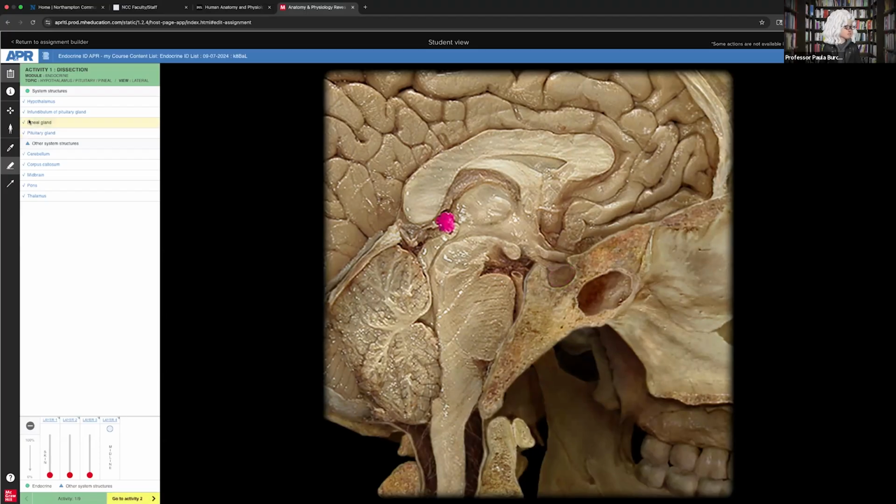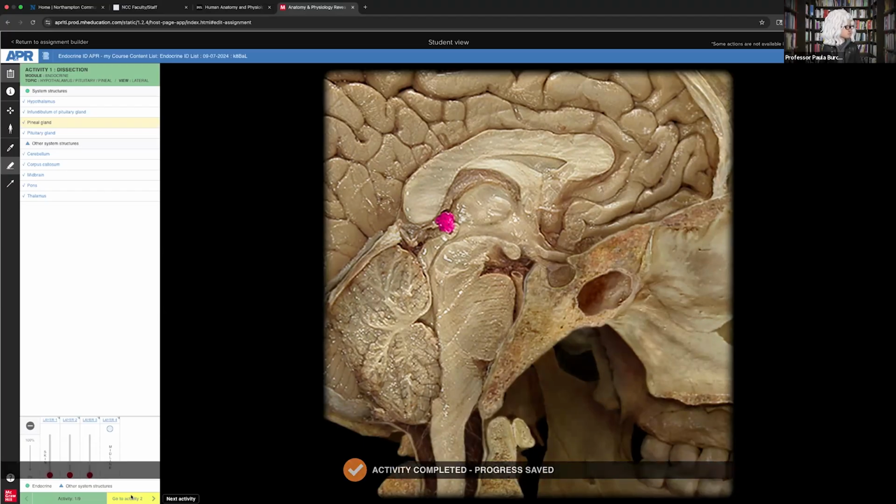Lastly, the pineal gland. The pineal gland is located in the 3rd ventricle, which, remember, is going to be in this area here, and it is in the epithalamus, which is here. So there's the pineal gland. It is going to release melatonin.